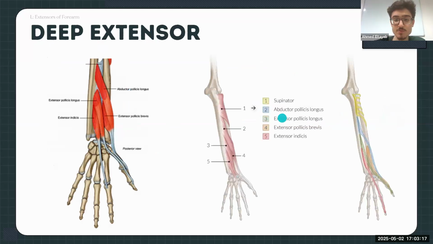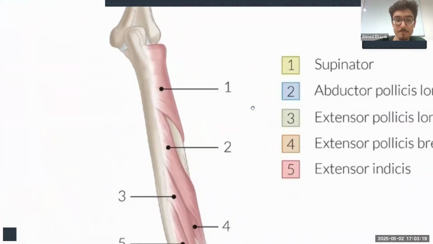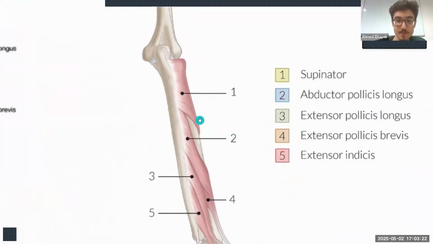Over here we can see the muscles more. Let's first look over here. This is supinator.